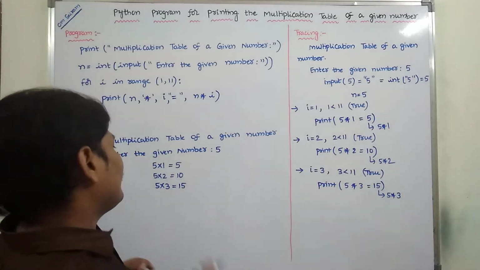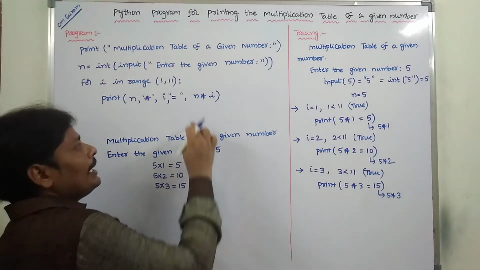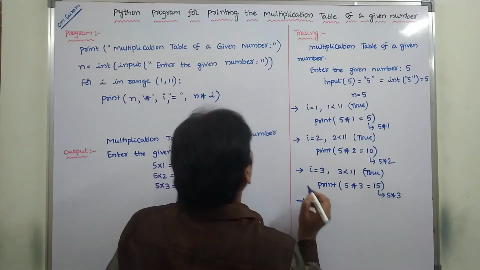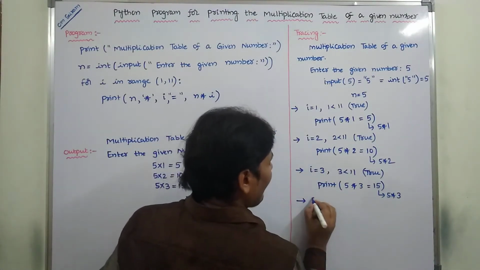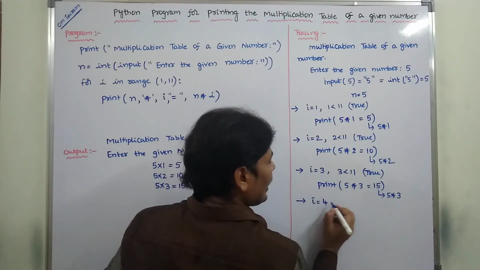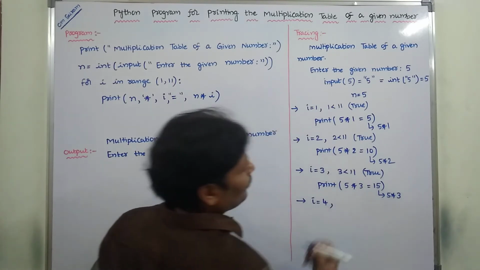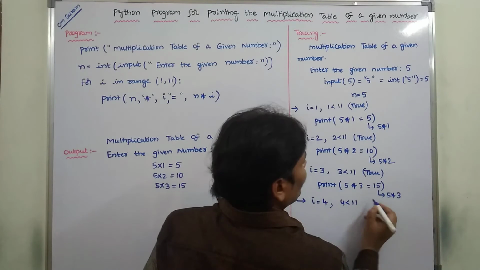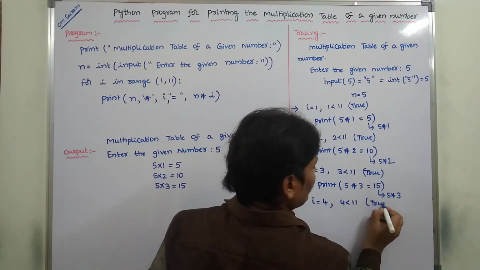After printing this statement, control again goes to the for loop. Now the I value is incremented by 1. Previously I was 3, incremented by 1 gives 4. Now 4 less than 11, the condition is true.